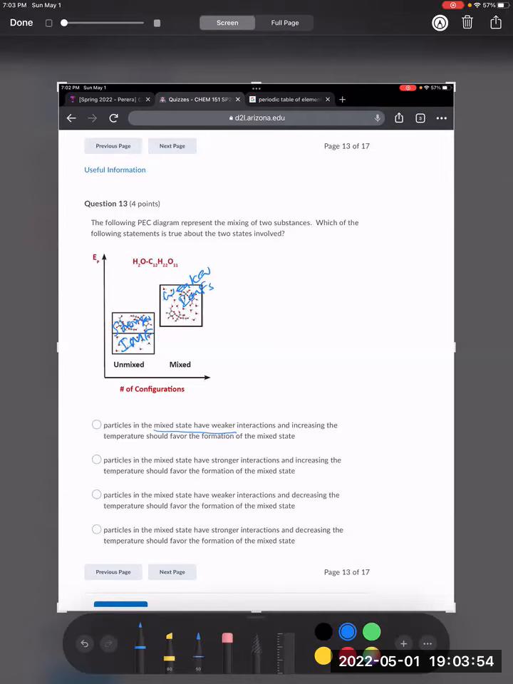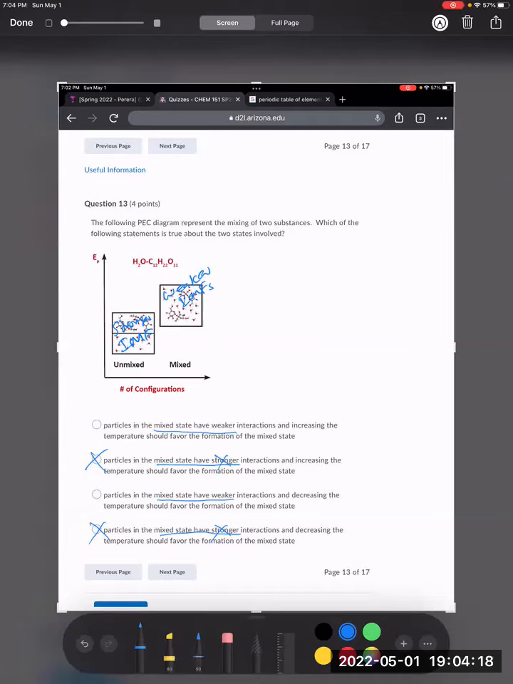Mixed state has stronger interactions. This is wrong. Mixed state should not have strong interactions. And C, particles in the mixed state have weak interactions. That is fine. And option D, particles in the mixed state have strong interactions. This is incorrect, so that is out. Now we have determined the interaction strengths part.